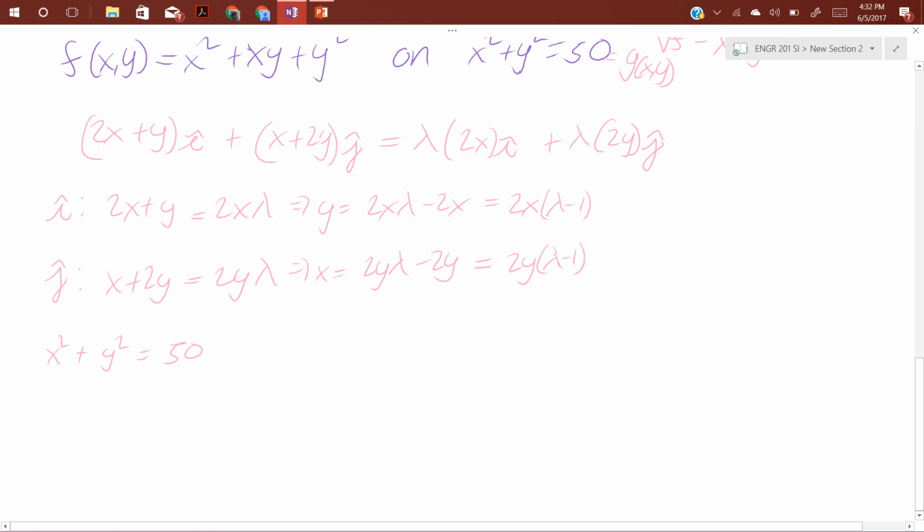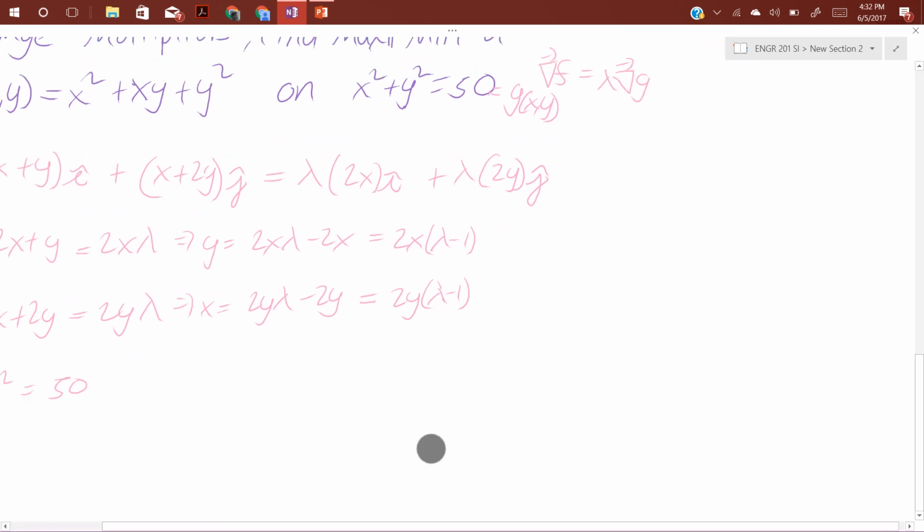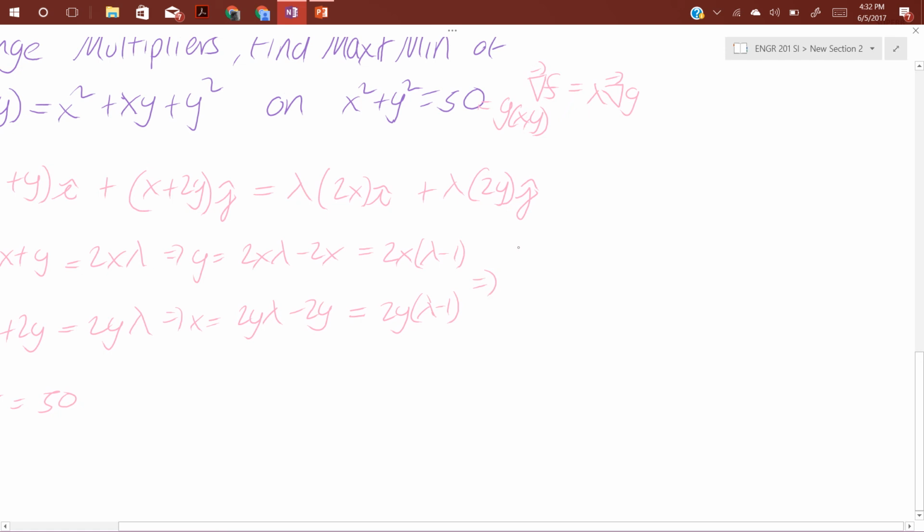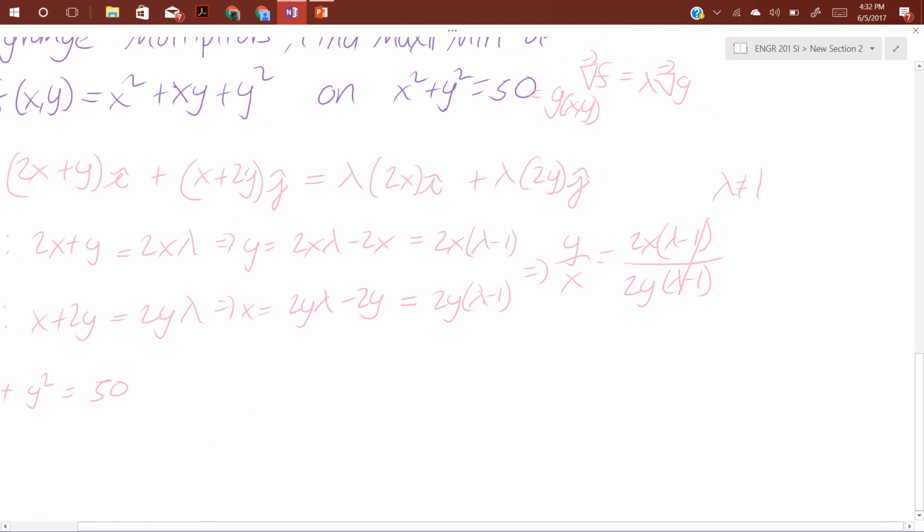So now we can relate these equations and either solve for lambda minus 1, then plug it in, or just do y over x and cancel out the lambdas that way. So you can do this, y over x, which would equal 2x lambda minus 1 over 2y lambda minus 1. Cancel those out. So you know that lambda cannot equal 1. That's really only important when you have multiple lambdas. Just keep track of it to make sure these values actually do work.